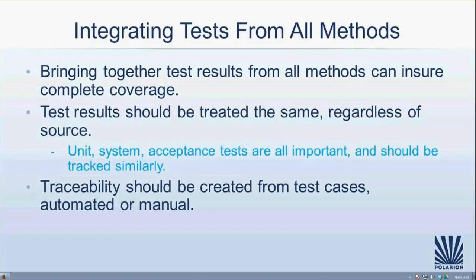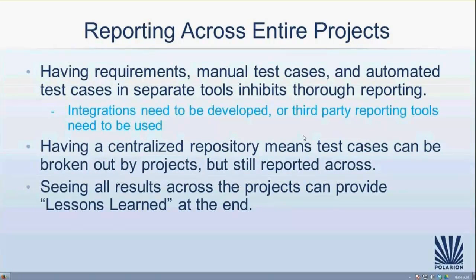And so that's one of the big things that having a tool like Polarian brings: it gives you a centralized repository to feed all that information in, regardless of where the source is. And lastly, of our five topics, and this is really getting the big picture, is reporting across entire projects, and sometimes even more importantly, reporting across different projects, right?